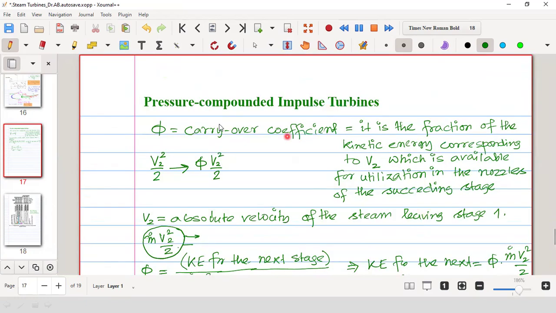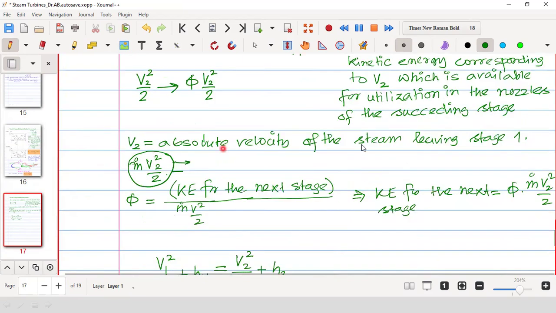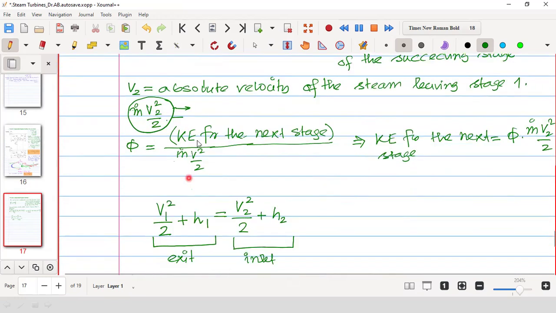So you see that was discussed. Now V2 is the absolute velocity of the steam leaving stage one, and therefore the corresponding kinetic energy is m dot V2 square by 2, that is the rate of kinetic energy obviously, and phi is the kinetic energy from the next stage divided by m dot V2 square by 2. Therefore, kinetic energy for the next stage will be phi into m dot V2 square by 2. That I was telling. It should be clear.